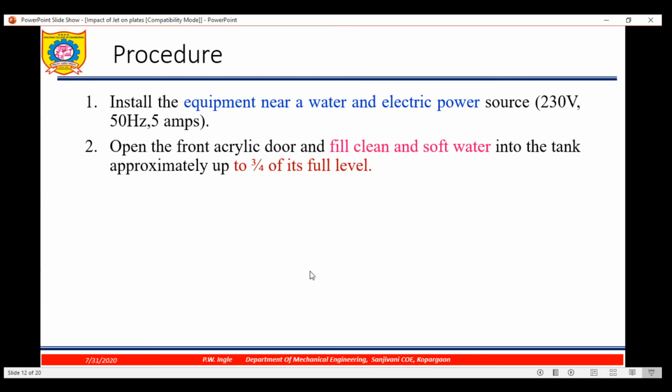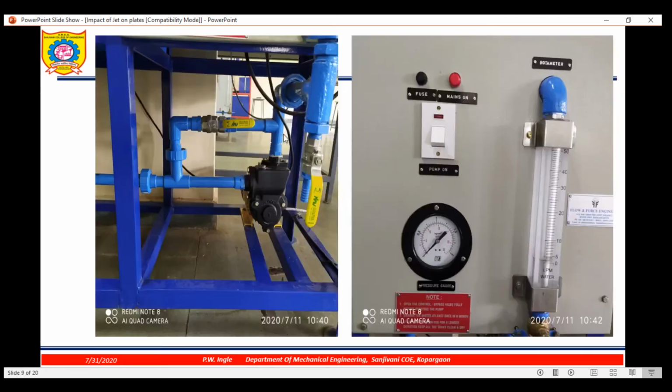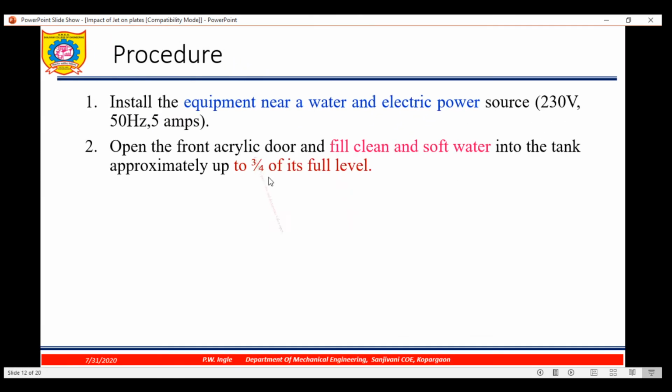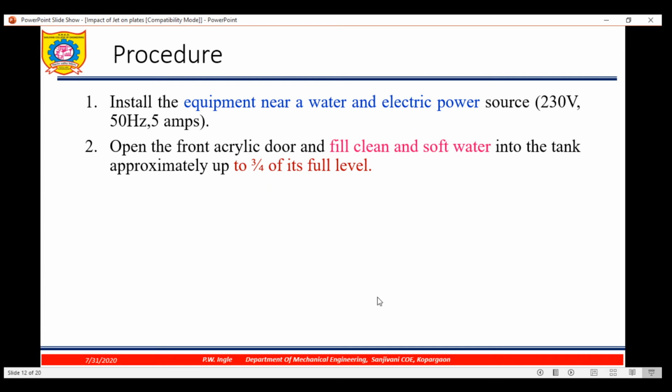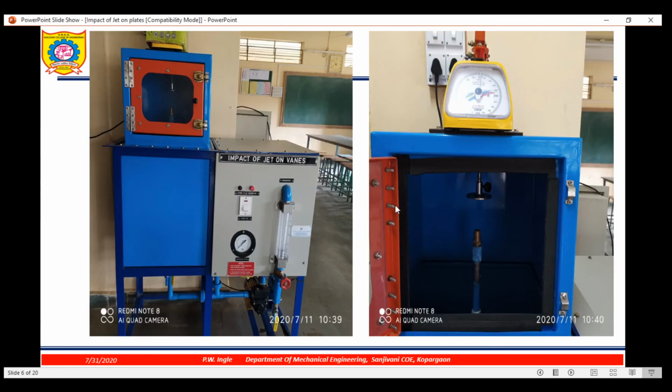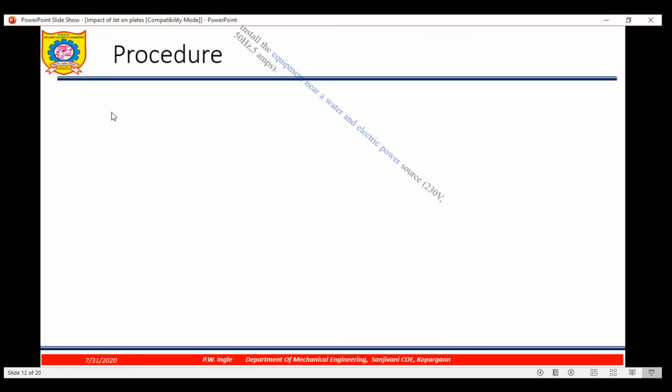You see here, where is the counterweight? So this is the counterweight. Okay, so what do you have to do? Level the fulcrum to a horizontal position by adjusting the counterweight, such that the adjustable knob just touches the weighing scale top surface, and the weighing scale will read 0. So anyhow you have to maintain this weighing scale at 0 by adjusting this counterweight, or balancing weight.